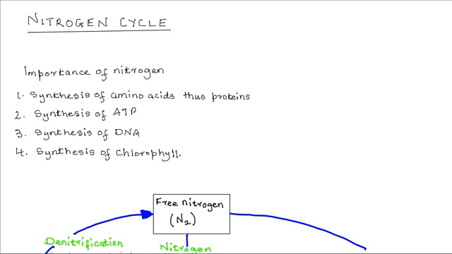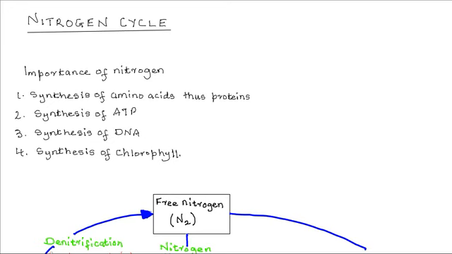The nitrogen cycle. This, that is the nitrogen cycle, refers to the cyclic transfer of nitrogen and its compounds between living organisms and their physical environment.